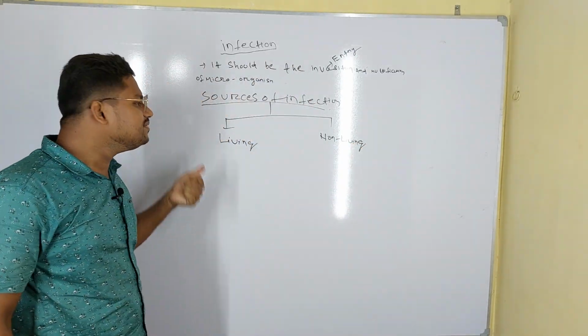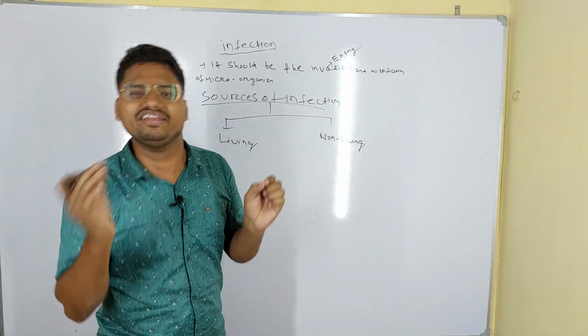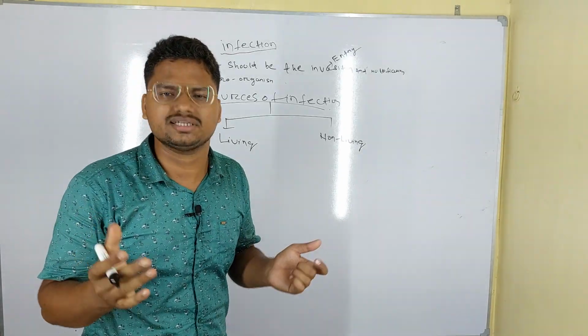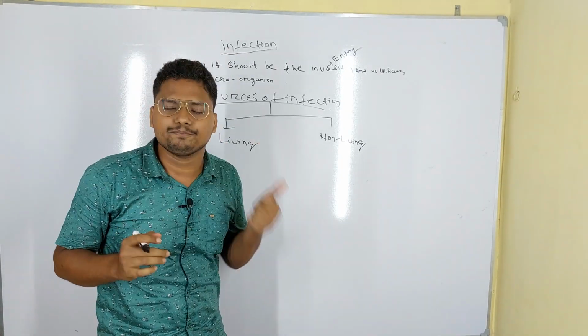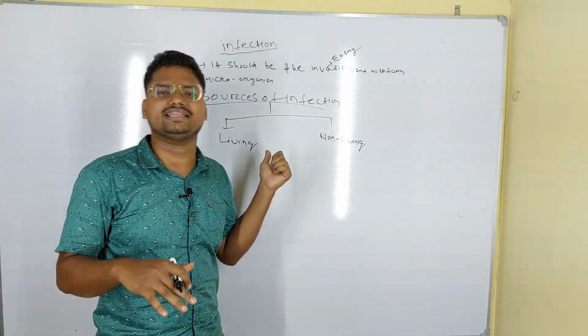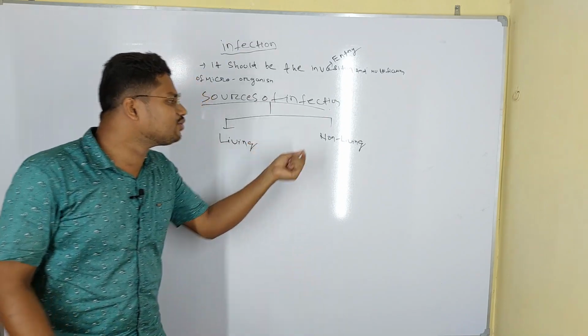Living sources means those are the things that are living, means that have a life. For example, human being that has a life. That's why that is called the living sources of the infection. Then second one is the what?